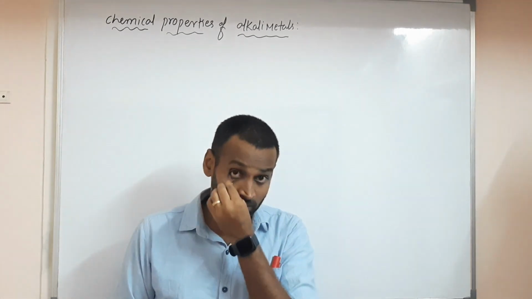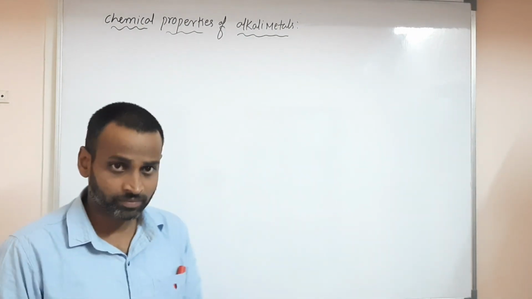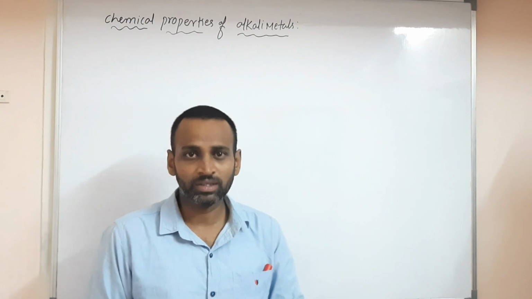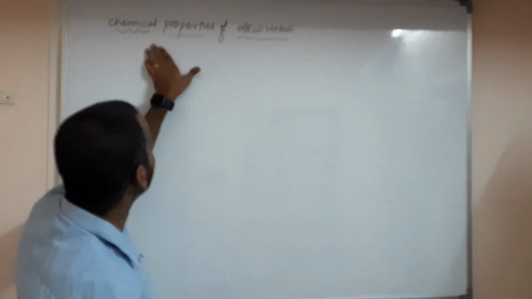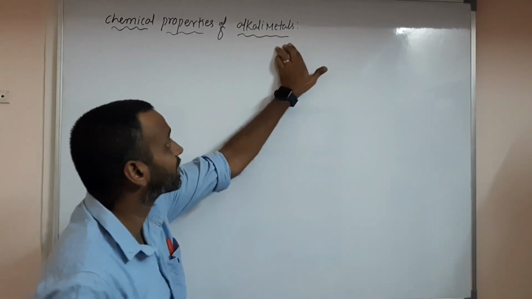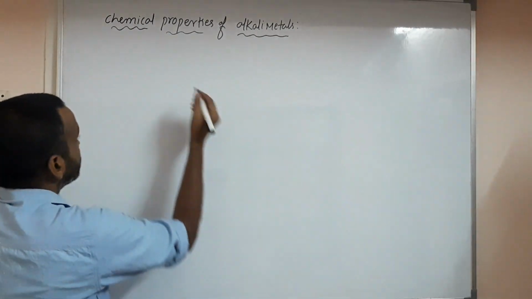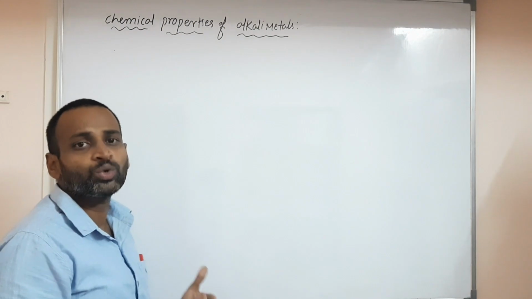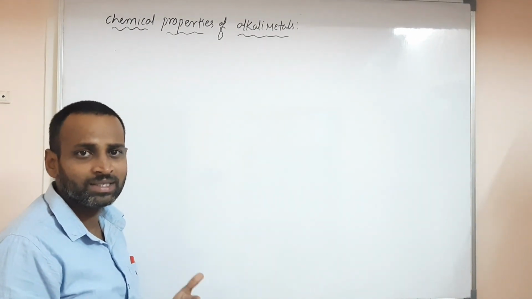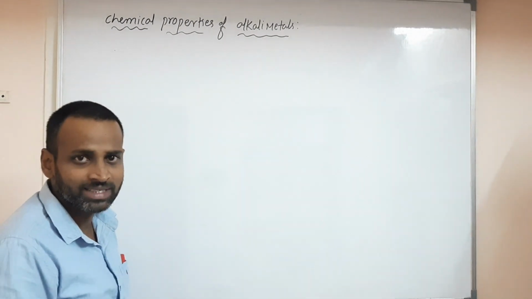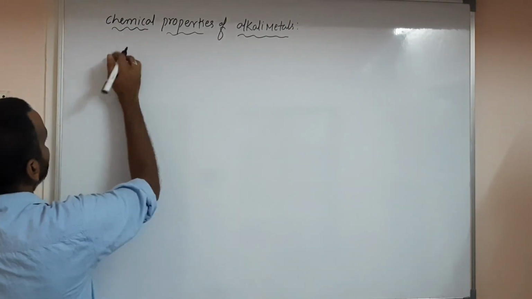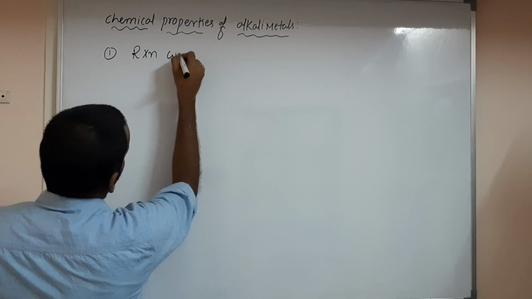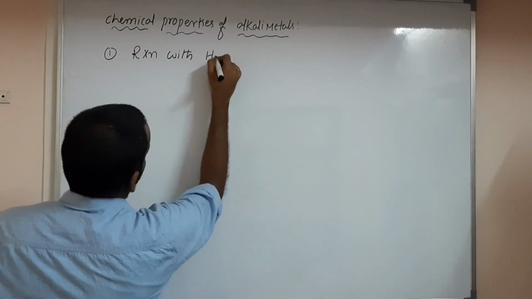Now we will have the S block and you have to listen carefully. Let's start with the chemical properties of alkali metals. Alkali metals means, everybody knows, lithium, sodium, potassium, rubidium, cesium and francium. Of course, francium is radioactive. So the first one is the reaction of alkali metals with hydrogen.